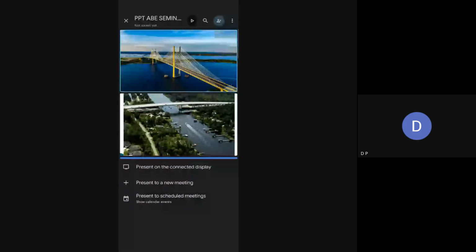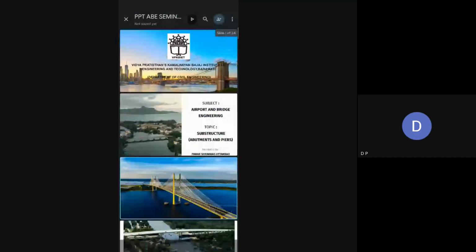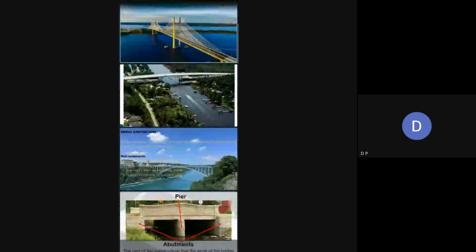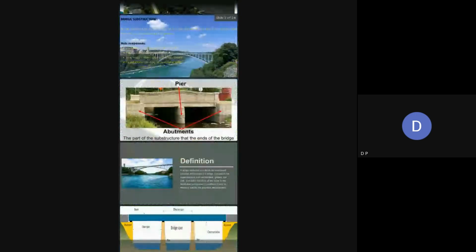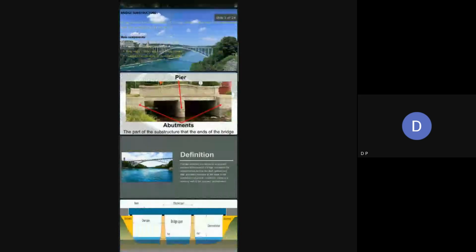So what is bridge substructure? Bridge substructure is the portion of a bridge below the bearings that transfers the load from the substructure to the ground. So the main components of the substructure of the bridge are abutments, piers, wing walls, and foundations. So in this slide number 5, you can see that what are piers.